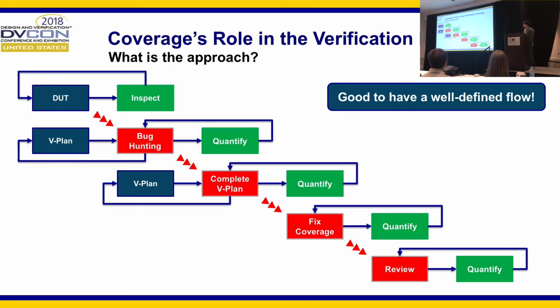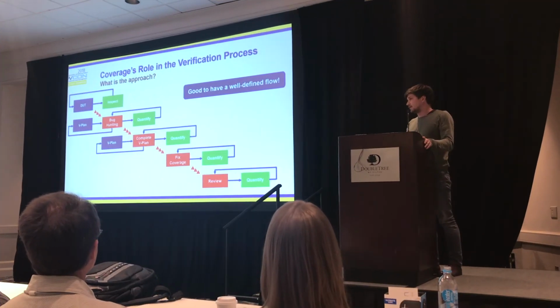At the end of the day, after you fixed all coverage holes, you still need to review the assertions and constraints you have written for the design. Once you have reviewed them, and maybe modified some of the checks, you run Quantify on top of it to see that you did not alter the coverage result. So mainly, this was the flow we followed while doing this case study. It is good to have a well-defined flow from the beginning.